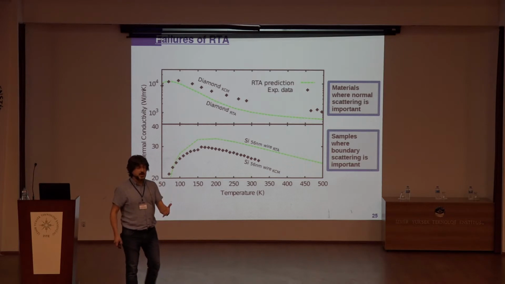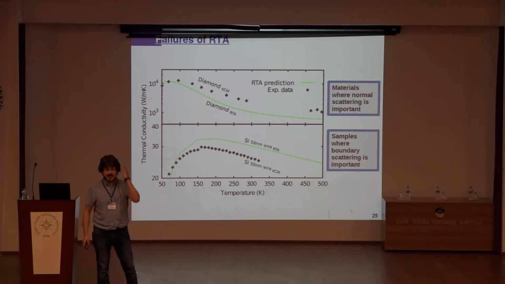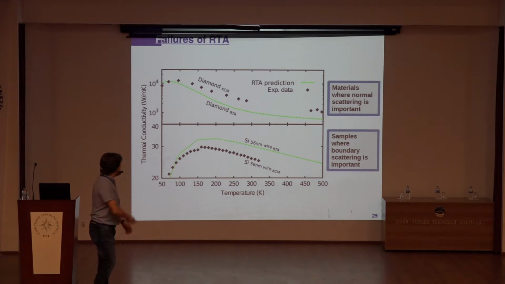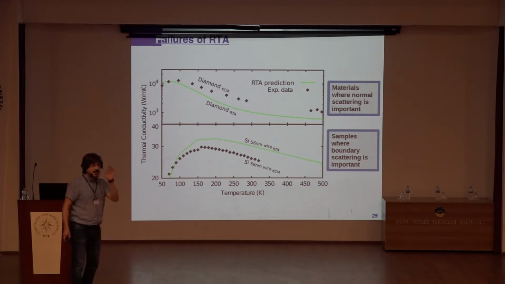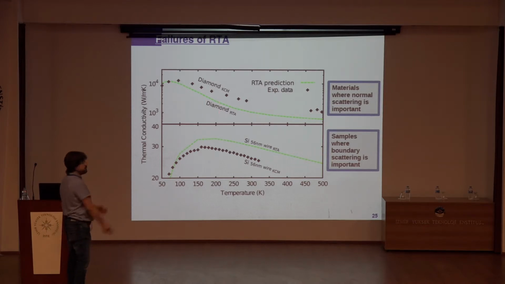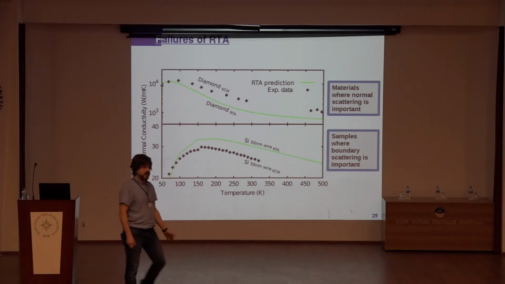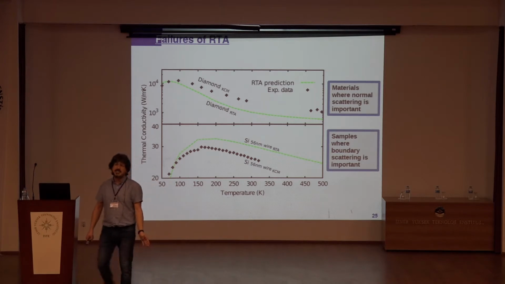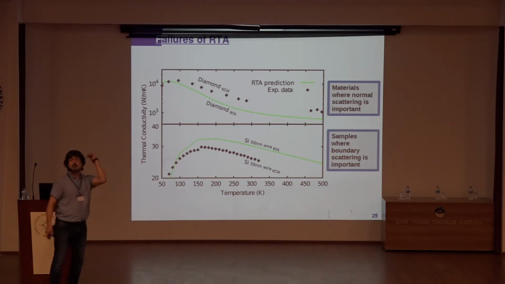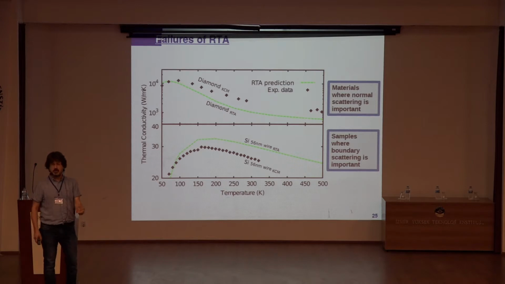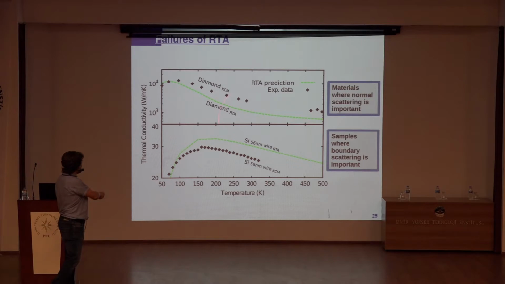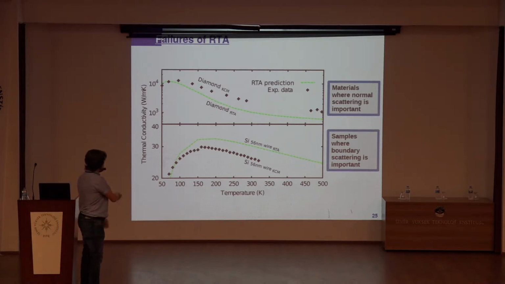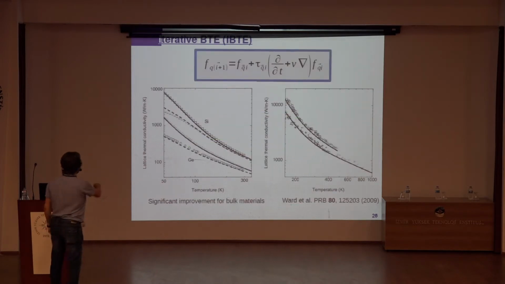So the relaxation time approximation is not that bad. That's a good thing, but it's very bad for some specific situations. For example, in diamond, with the relaxation time approximation, you cannot get diamond, and you cannot get from the bulk value to the reduced scale value. You cannot get from one to the other. This is the explanation of this. I will try to do it in a couple of slides.